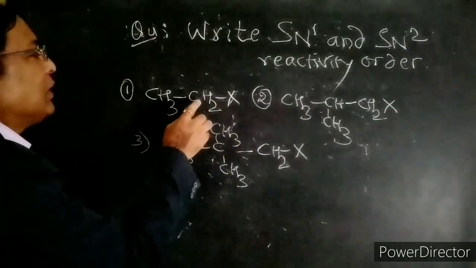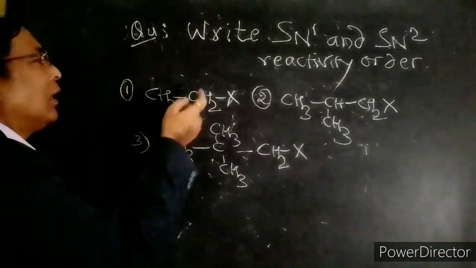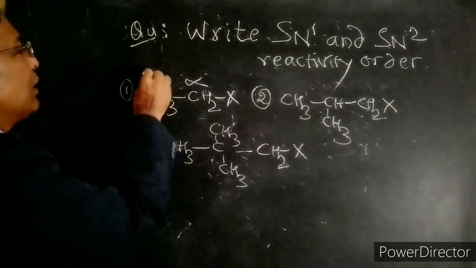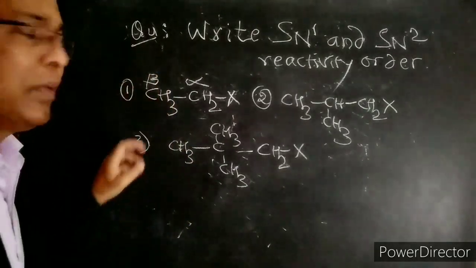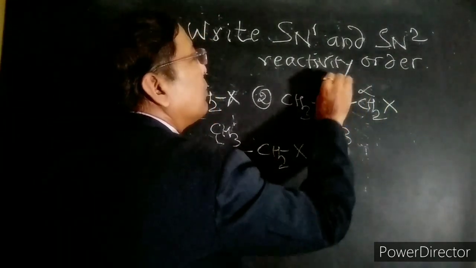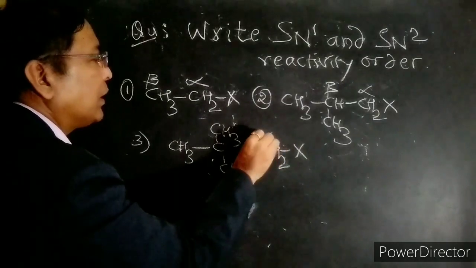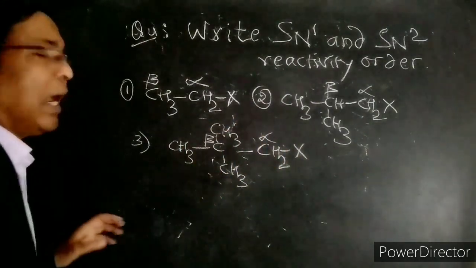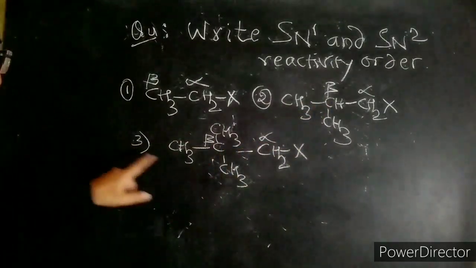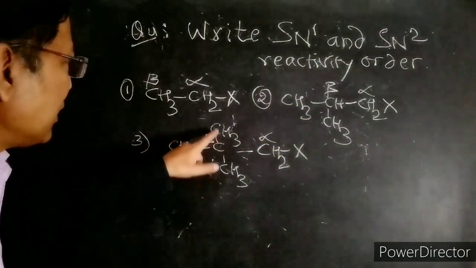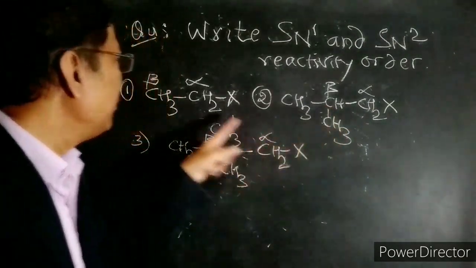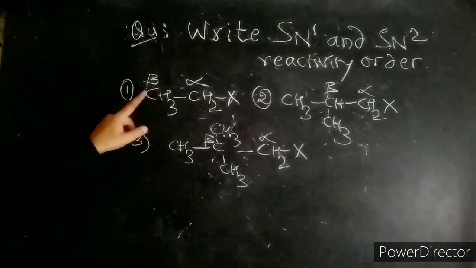Here the halogen atom is attached to the carbon atom. The carbon atom to which the halogen atom is attached is called the alpha carbon atom, and the next carbon is the beta carbon atom. Here this is the alpha carbon atom and this is the beta carbon atom. And as the number of branching on the beta carbon atom increases, if you see in this molecule on the beta carbon atom there are two branches. If you see here on the beta carbon atom there is one branch. If you see here on the beta carbon atom there is no branch.